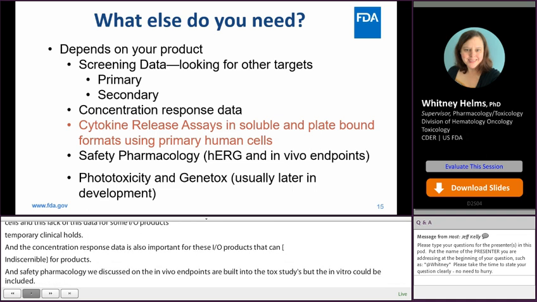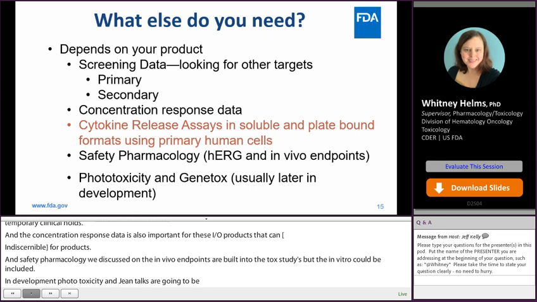especially for small molecules. The gene tox you usually don't need for oncology drugs until you support your marketing application, unless you are trying to include healthy volunteers in any of your studies, in which case you need to generate that gene tox data earlier.